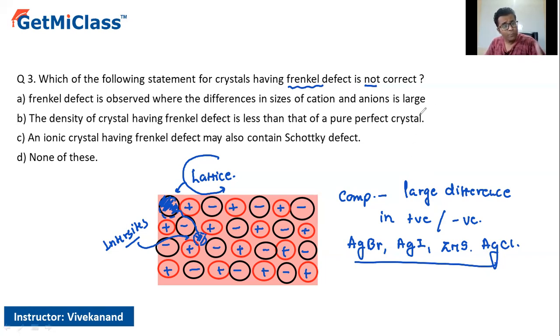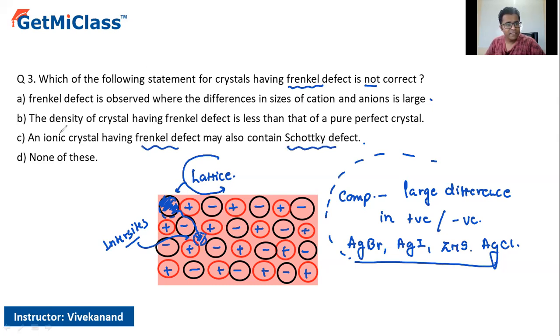So therefore, option A is actually a correct statement because we have already explained this. Now, there are certain ionic crystals which will exhibit both the Schottky defect as well as the Frenkel defect. So therefore, even option C is a correct one.